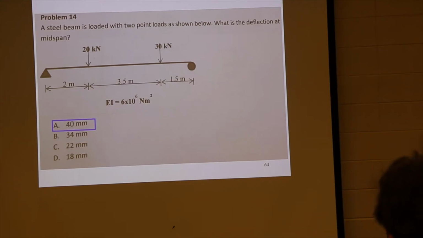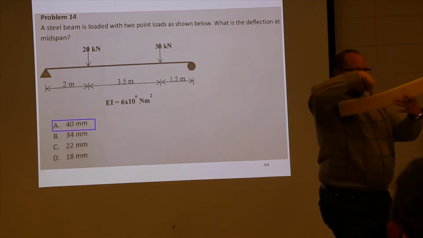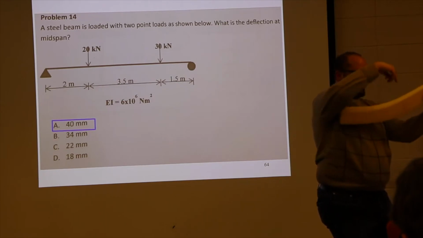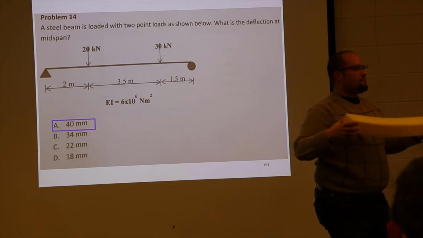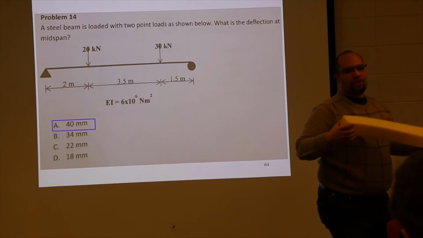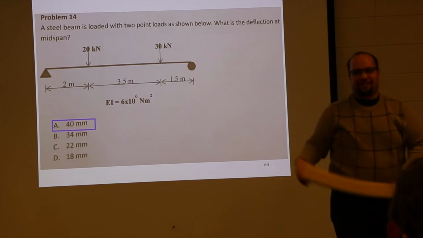EI is given to you. You have everything you need. All you need to do is apply the equation of a simple beam under a load, not in the middle, twice. One time to get me here, one time to get me here, and the loads are not equal, the spans are not equal, so don't dream of using symmetry. You can't get one multiplied by 2, you have to do it twice actually.